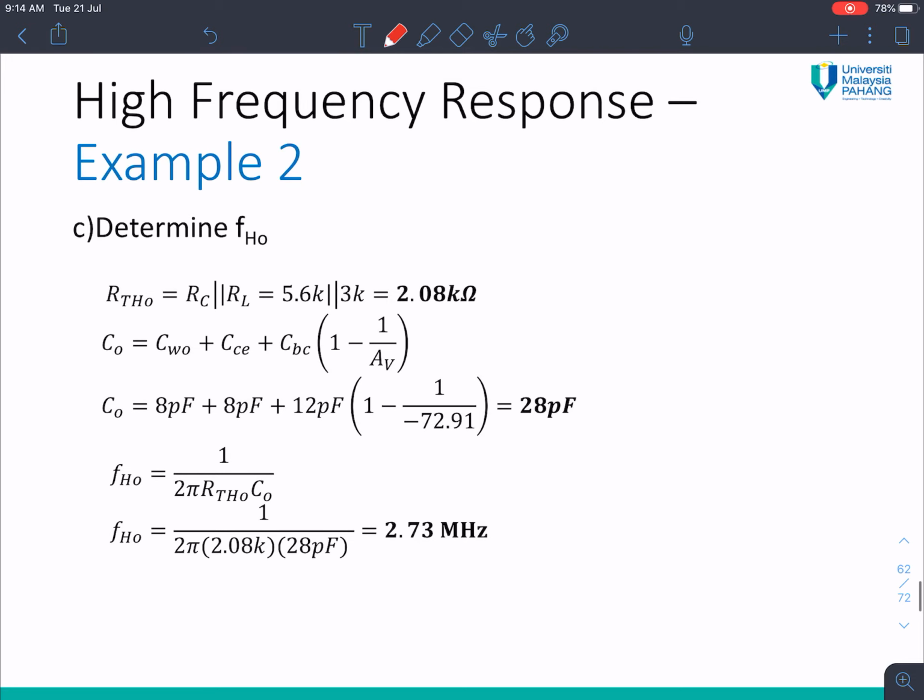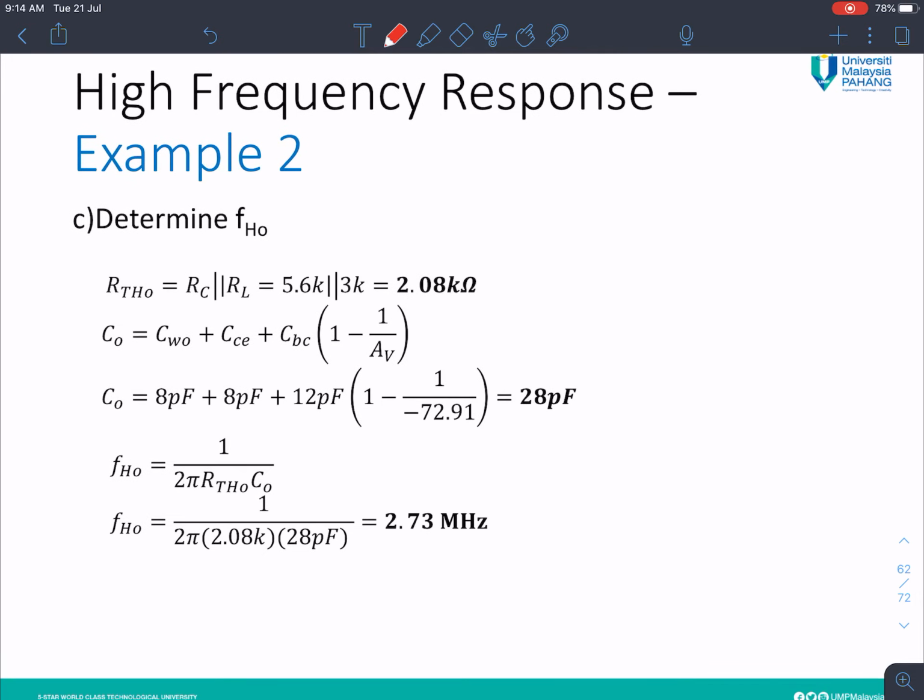And now we calculate for the FH out. For the FH out, the RTH out is RC parallel with RL, and we get 2.08 kilo ohm. For the capacitance, C out equals CW out, CCE, plus CM out, sorry. The CM out equals CBC multiplied by 1 minus 1 over AV. So we get C out is 28 picofarad. Then inserting all values in the FH out, we get 2.73 megahertz. Okay.